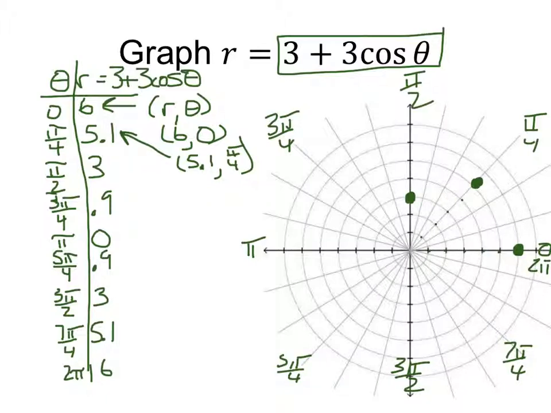At 3 pi over 4, I have a point with a radius value of 0.9, so it's going to be close to 1. At pi, I have a radius of 0. A radius of 0 is just at the pole, so I get a point at my pole, like the origin. 5 pi over 4 is 0.9 as well.